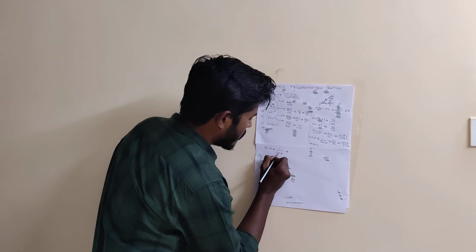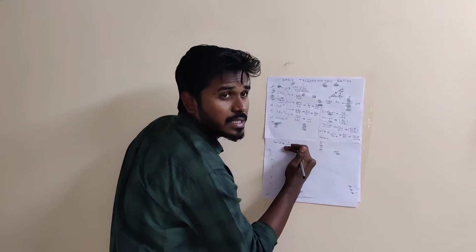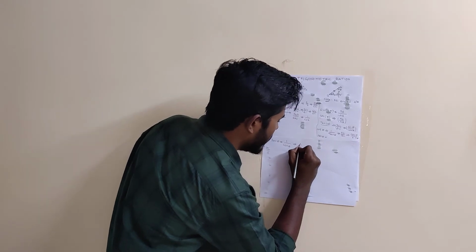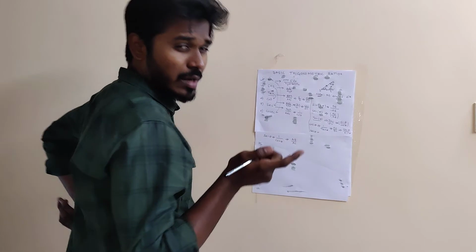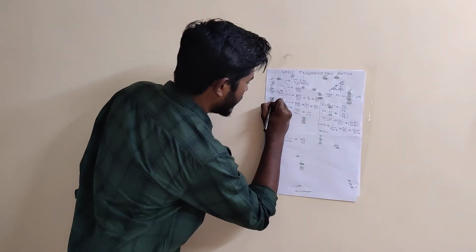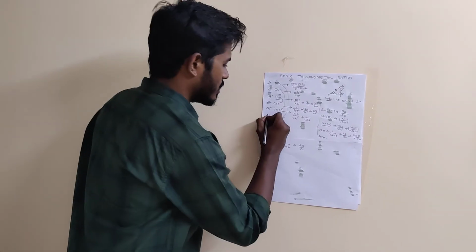So what will be the cos theta value? I have written here AC by AB. So what will be secant theta? AB by AC. So did you get my point now? So we are done with 4th, 5th. The last one remaining is 6th one.